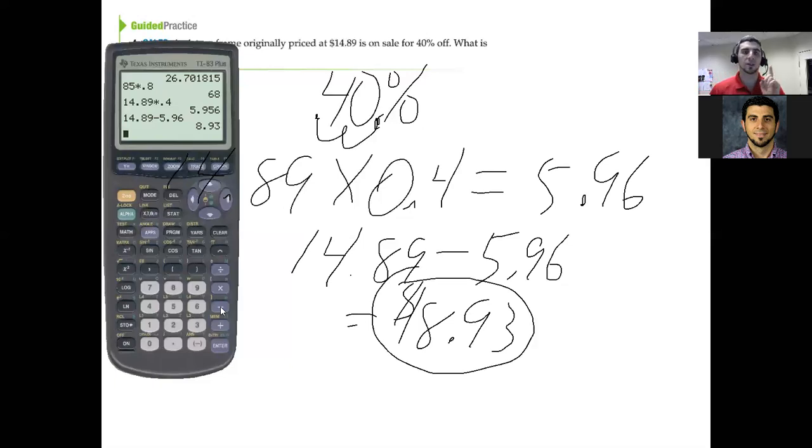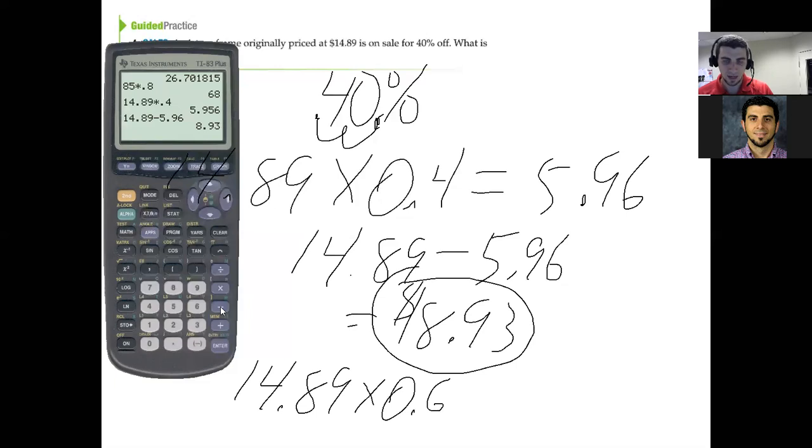Now think about it. If they take 40% off, how much is still on? What percent? 60, right? So you could do this problem in one step by just taking 60% or 0.6 of the 14.89, and that will give you the final cost. All right. So 14.89 times 0.6. So you get 8.93 again.